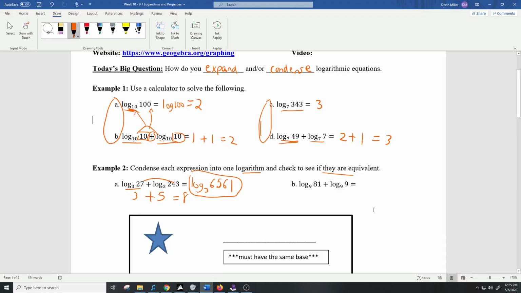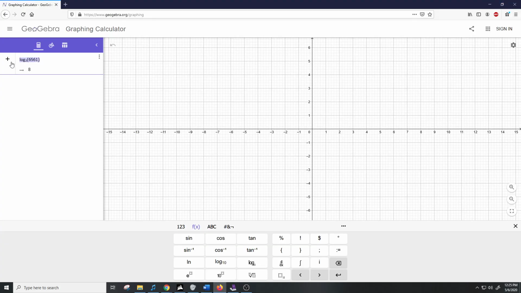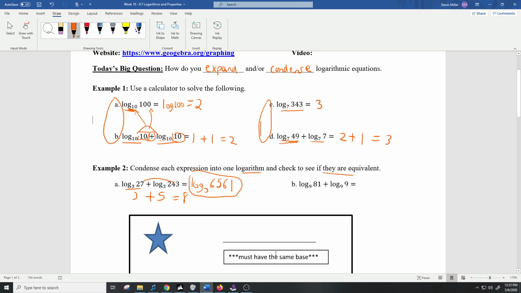We'll do another one quickly. Log base 9 of 81 plus log base 9 of 9. What's 81 times 9? 81 times 9, 729. So this is log base 9, keep the same base, 729. And then we'll just check them in the calculator.